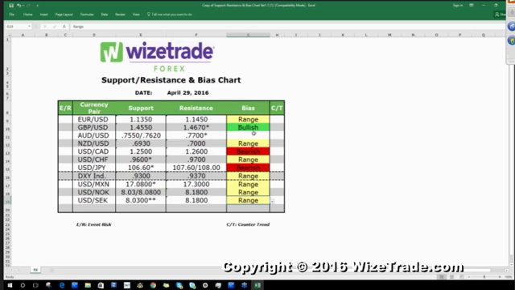All right, there is your Aussie. There's your bias chart. Live it, love it, copy it.